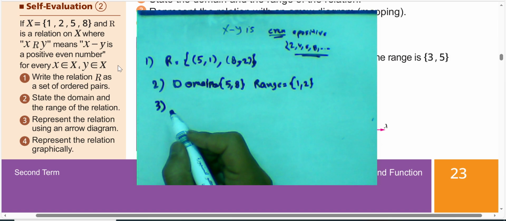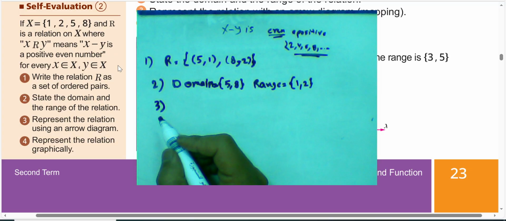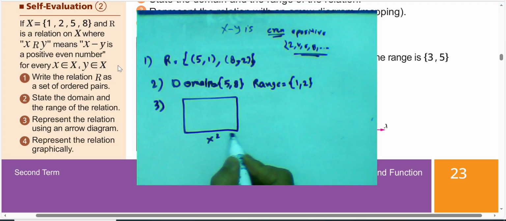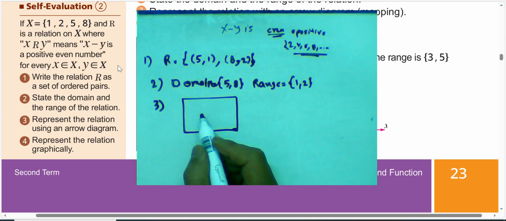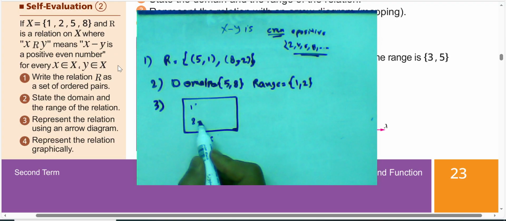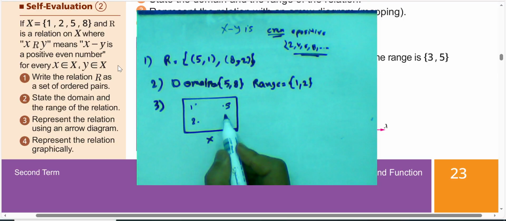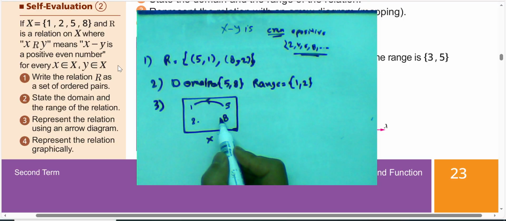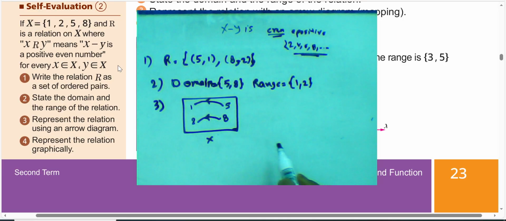Number 3, represent the relation using an arrow diagram. We can set like this: x here, set x, and the relation. Write the elements of x: 1, 2, 5, and 8. The image of 5 is 1, and 8 with 2.